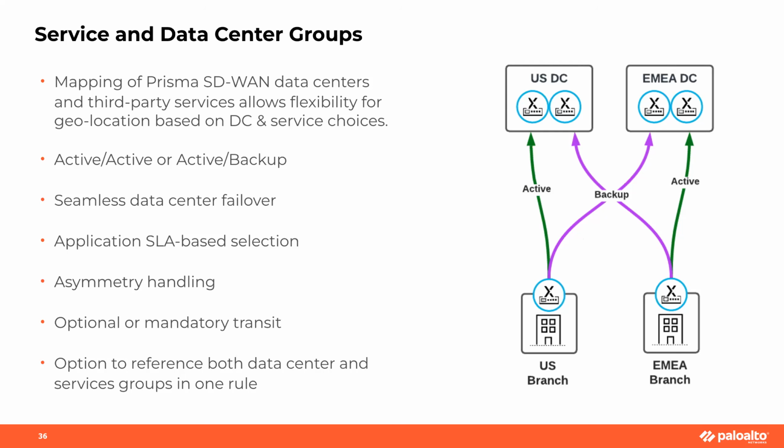And we do have an optional or mandatory transit, meaning that depending on the prefixes that are configured at the data centers, we can use a longest match for the prefix to go to the DC where that prefix may live, or we may be able to force the traffic to a DC regardless of what the prefixes are that are configured at the data center sites.